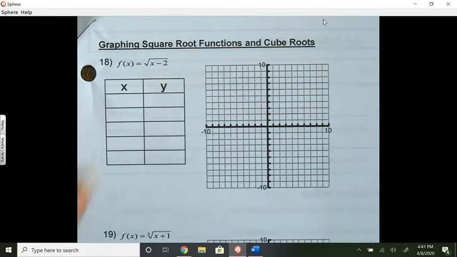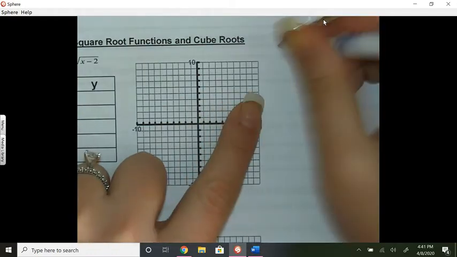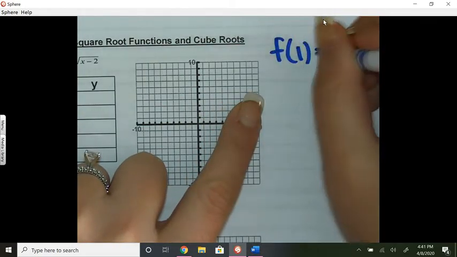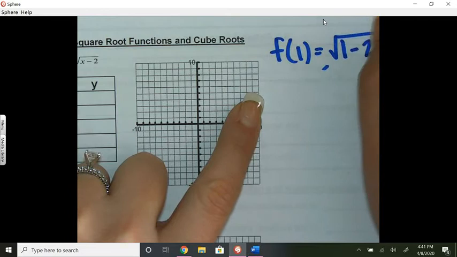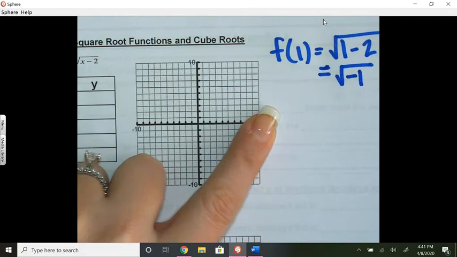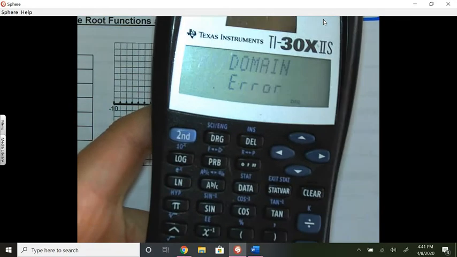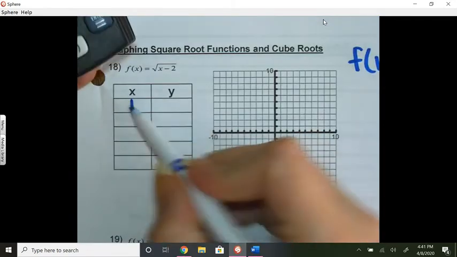Now, in addition, you have to pick numbers that when you plug them in give you a value you could have in the radical. So, for example, let's pretend I were to pick the number 1. If I were to plug in 1 for the x value, I would get 1 minus 2, which is negative 1. And then we can't do that. If we put the square root of negative 1 in our calculator, it's going to say error. So we can't pick that value.